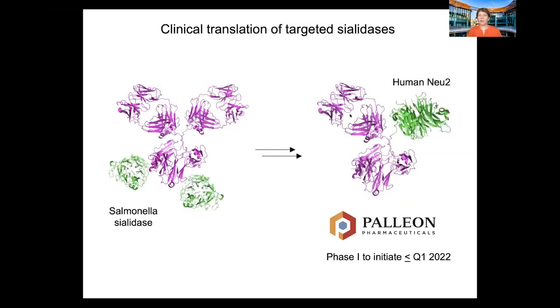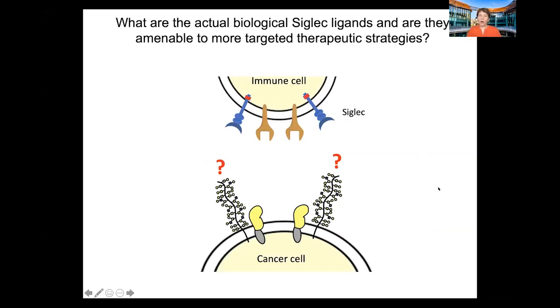So we're very excited about this, so much so that we formed a company called Palion Pharmaceuticals, which has now generated a human clinical candidate in which they took the antibody that we had chemically fused to a sialidase, and rather they made a genetic fusion with a human sialidase that looks like this. So it's very much the same size as a normal monoclonal antibody. And we're on track to get that molecule into cancer patients probably by the end of this year or early in 2022.